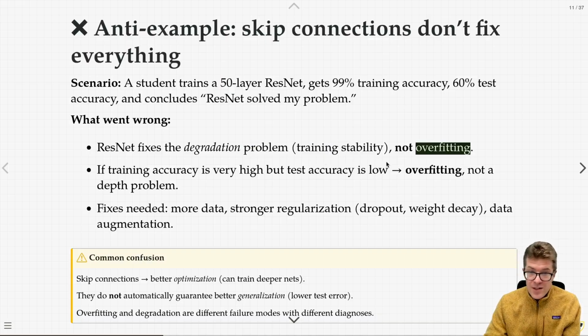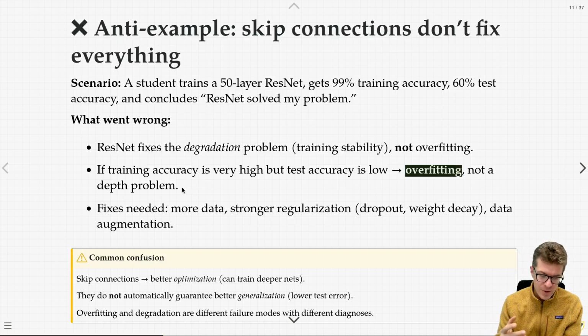If training accuracy is high and test accuracy is low, this is overfitting, but it's not exactly a depth problem. So we've gotten around some of the problems associated with depth and over flexibility, too much capacity, but overfitting can still happen. I can't stress that enough. Overfitting will always be over your shoulder. So you can fix things.